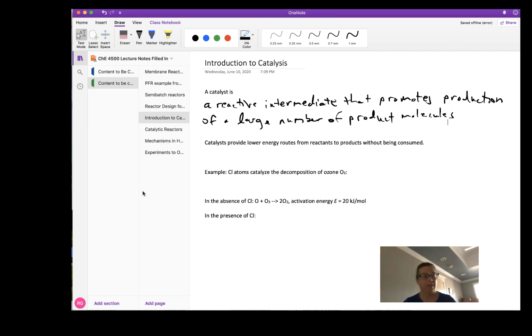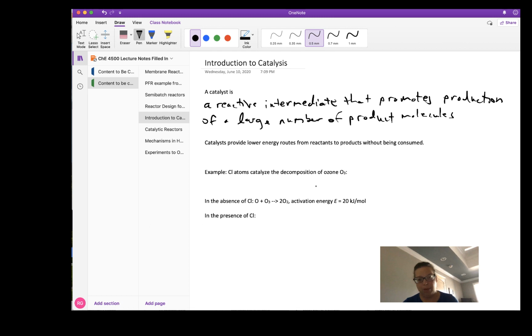Sometimes you may think of a catalyst as being, for example, some sort of a radical species that is promoting the production of gas phase molecules. In a heterogeneous catalyst, the catalyst is less reactive, so it's more stable, but still is able to promote rapid turnover of reactants into products. So another way to think about catalysts is that they provide lower energy routes from reactants to products without being consumed. And we'll demonstrate this a couple of times throughout the lecture.